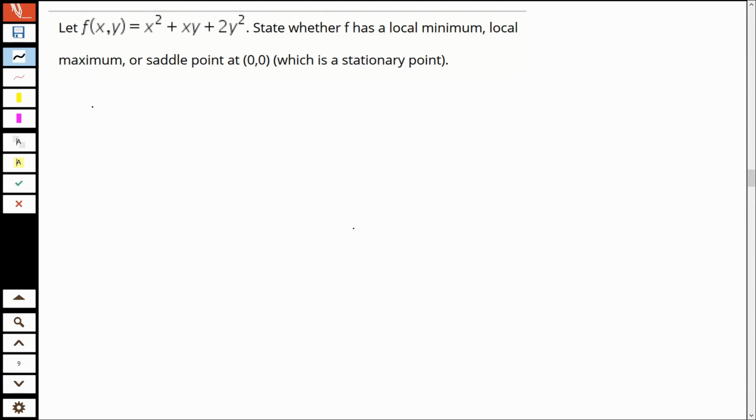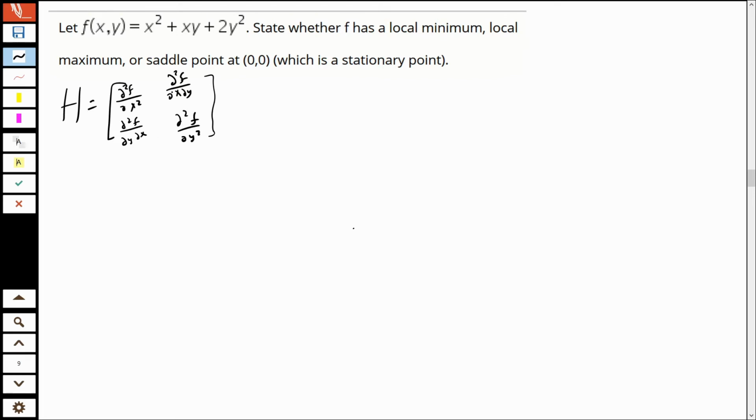Okay, so here we're going to need the matrix of second derivatives. If you recall, this is called the Hessian matrix. So this is the matrix with d squared f/dx squared, d squared f/dy squared, and d squared f/dy dx and d squared f/dx dy on the off diagonals. Remember, these two off-diagonal entries are going to be the same.